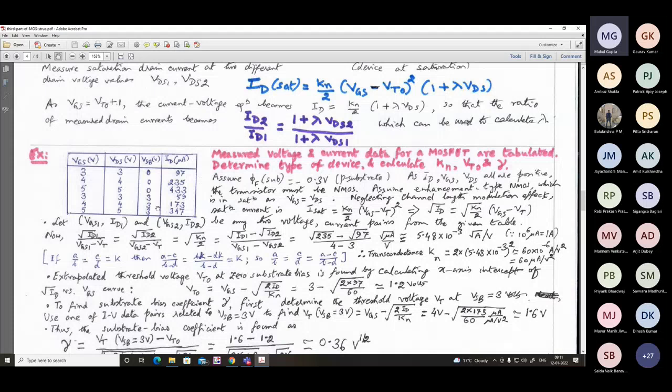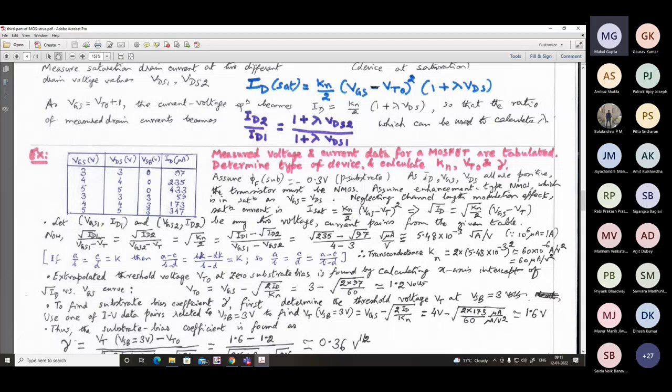So more resistance the channel is offered. That's why as you make VSB larger and larger, the current value is falling. From 97, it becomes 59. From 235, it becomes 173. From 433, it becomes 347. Please note this down.